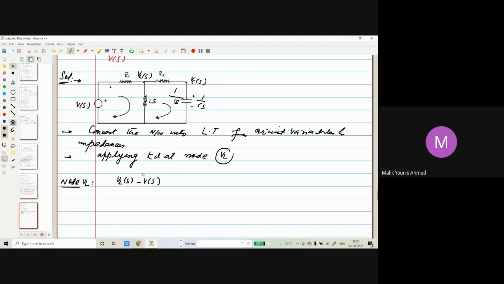And what's the impedance? Impedance is resistance only. Just a second. I think there is some problem with the question. This is some different question. I don't know why I have taken this. Let me check.